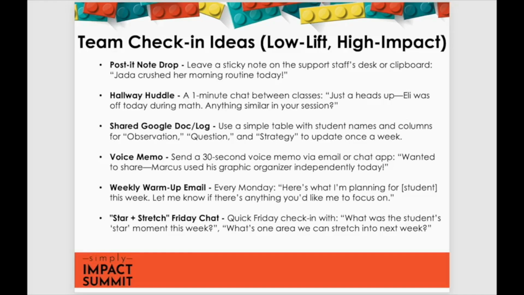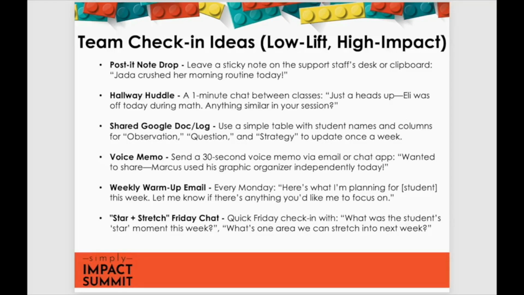You could also do a hallway huddle, which is a 1-minute chat between classes. We did these all the time at the high school level and in the middle school. We would just meet while students were changing classes. Hey, heads up, Stephanie was a little off today during math. Did you notice anything similar in your session? Or just a heads up, I know Stephanie's on her way to you. Can we, just so you know, and we would give each other that heads up.